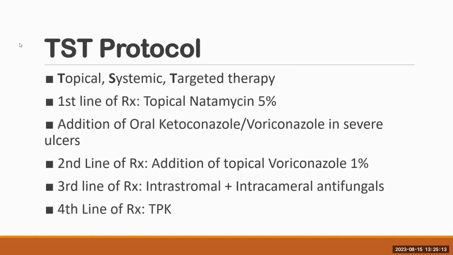So the TST protocol is topical, systemic, and targeted therapy. The first line is topical natamycin 5%, with addition of oral ketoconazole or voriconazole in severe ulcers. The second line is addition of topical voriconazole 1%. The third line is intrastromal and intracameral antifungal. The fourth line is therapeutic keratoplasty.